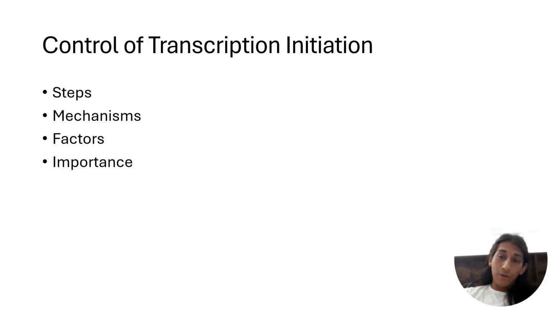So, control of transcription initiation. Transcription initiation is the first step in the process of gene expression, where the genetic information coded in DNA is transcribed into RNA. So basically RNA synthesis, right? The control of transcription initiation is crucial for regulating gene expression and ensuring that genes are expressed in the right place at the right time and in the right amount.